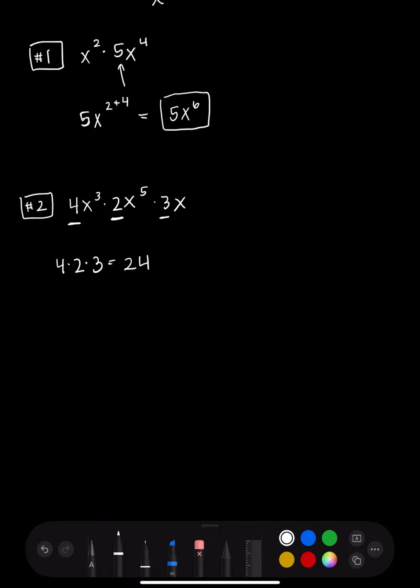So then we're going to do our x's. We've got x to the third, x to the fifth, and x. This x in the very last one, even though it doesn't have an exponent, we can make it an exponent of 1. And so that way when we use our product rule, we're going to have x to the power of 3 plus 5 plus 1. It doesn't matter how many we have. We could have 100 different exponents that we add together as long as they have the same base. These all have the base x, so we can add them all together. The simplified version of that is 24x to the power of 9, because 3 plus 5 plus 1 is 9.